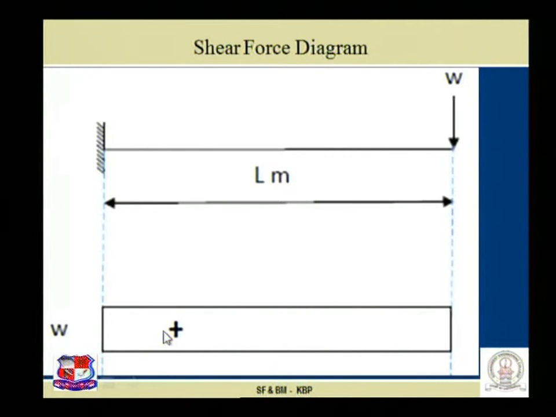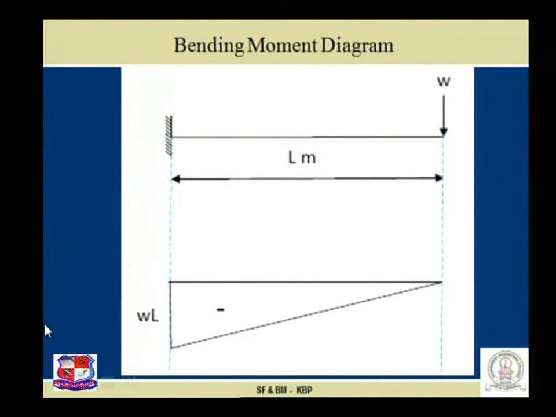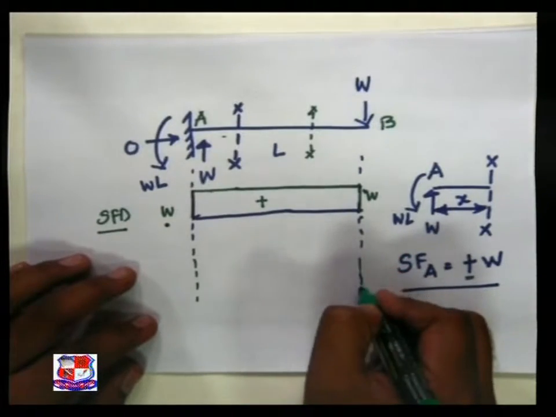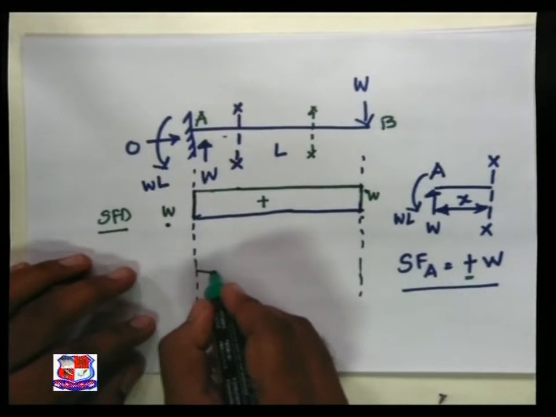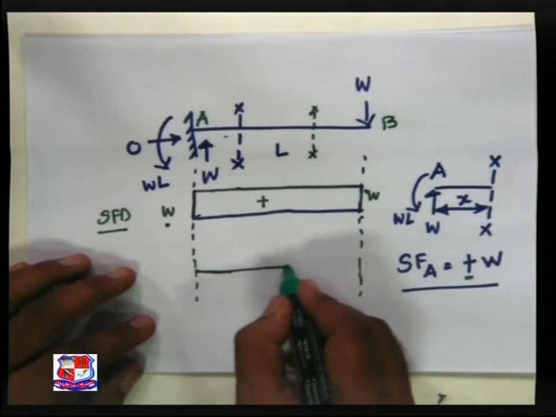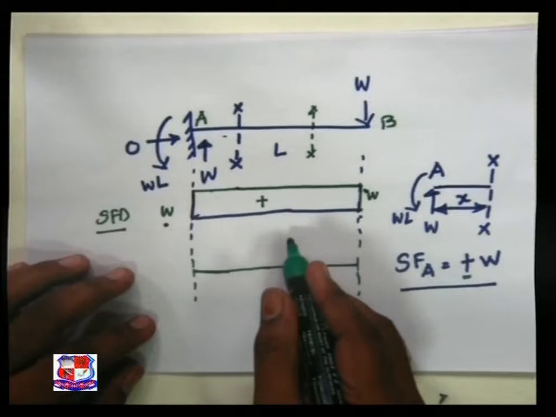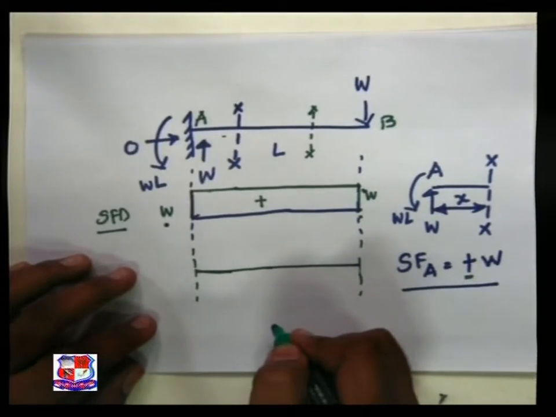Next, our intention is to plot the bending moment diagram. This is the bending moment diagram. Now, how this diagram has been plotted, let us see using this tablet. This is our baseline. All the positive values are above the baseline, all the negative values below the baseline.